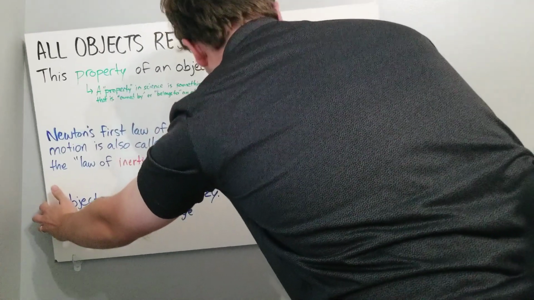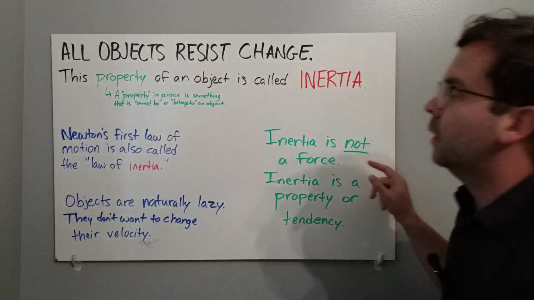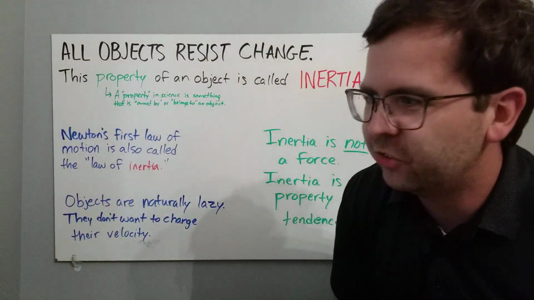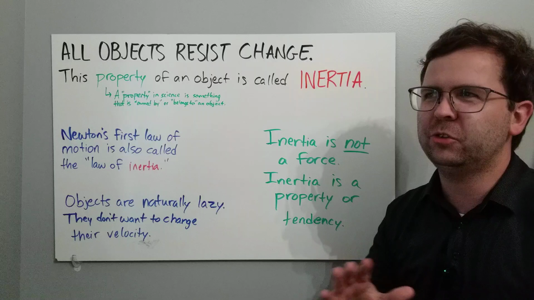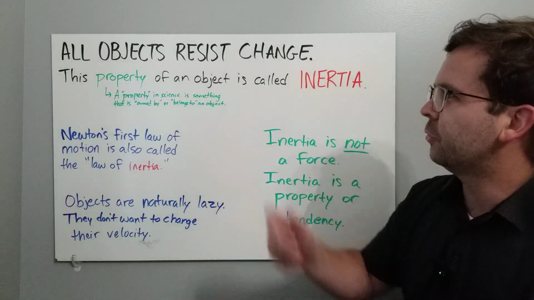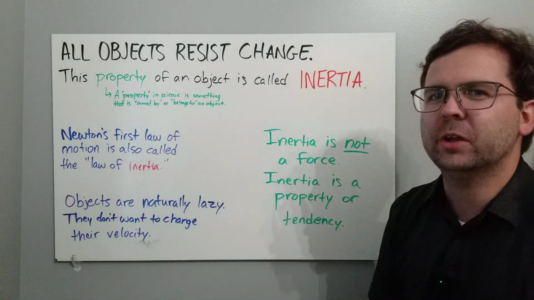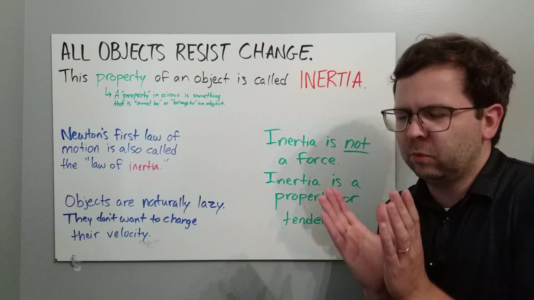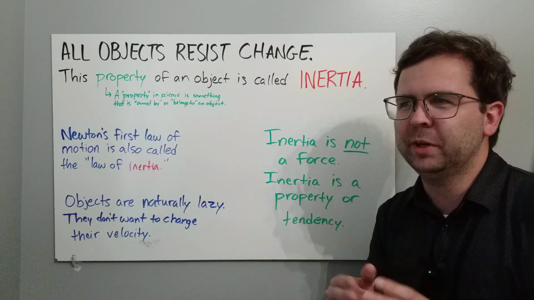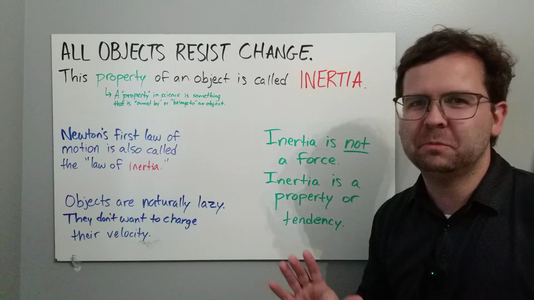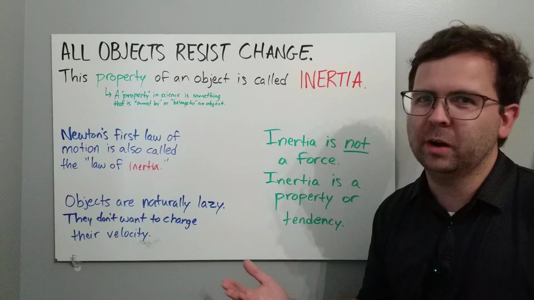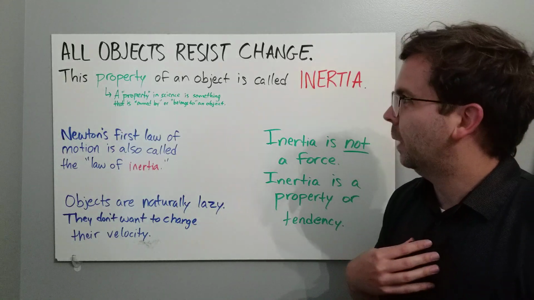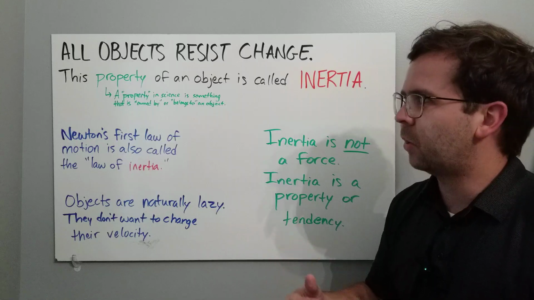In other words, all objects resist change. They don't like to change what they were doing. This property of an object is called inertia. That's where we get the word inertia from. Inertia has a smaller part of that word, inert, which means inactive, lazy, not doing anything. Maybe like you are on a Saturday. That's how I am. But inertia is this property of an object.